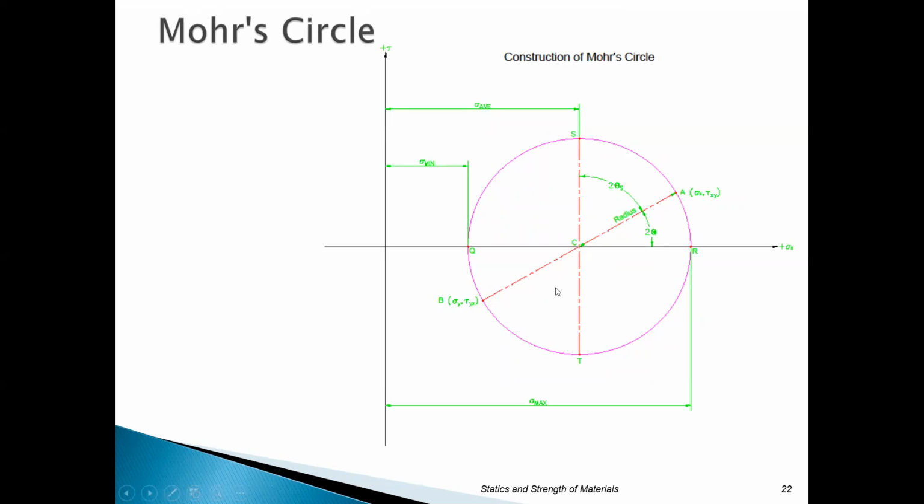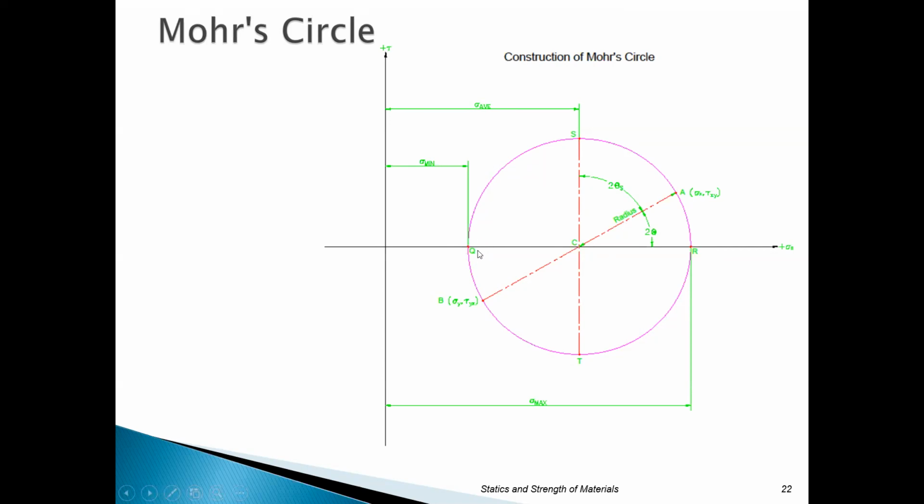Then you have critical points on Mohr's circle. The point of maximum normal stress is over here at point A. This is called maximum stress, and it's going to simply turn out to be the location of C's normal stress plus R. And then the minimum normal stress is going to be this side over here, which they define as Q.